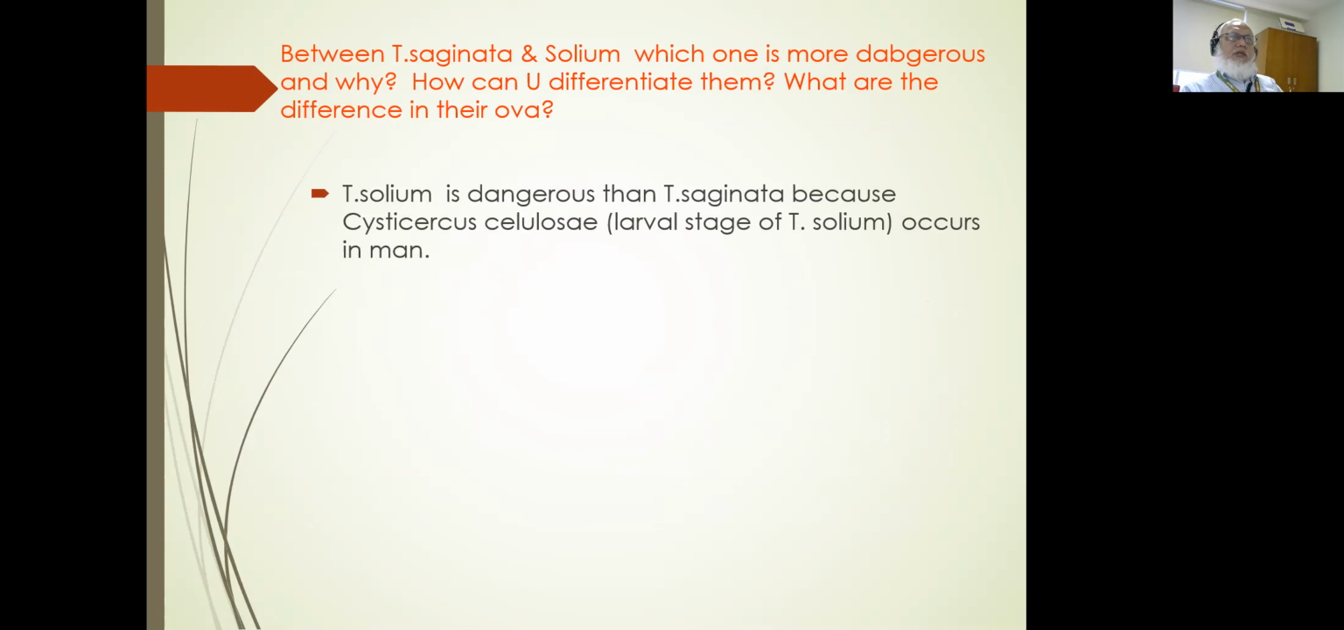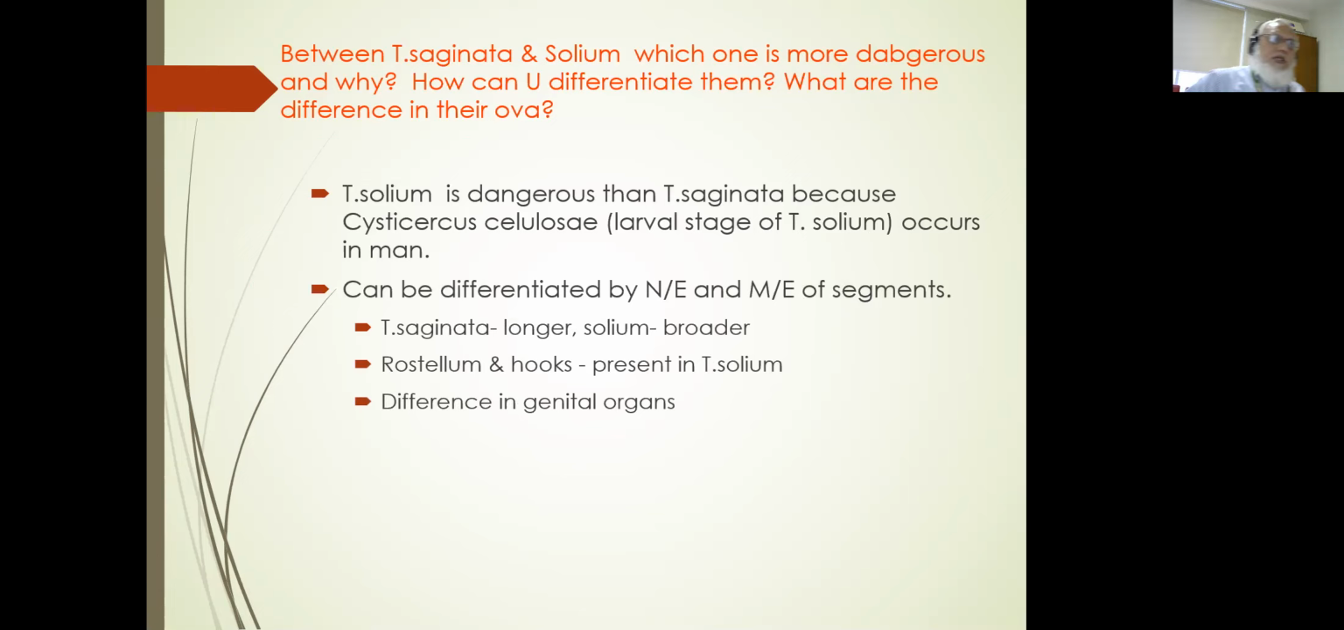Between Taenia saginata and solium, which one is more dangerous and why? How can we differentiate them? What are the differences in them? Taenia solium is more dangerous than saginata because Cysticercus cellulosae, the larval stage of Taenia solium, occurs in man.